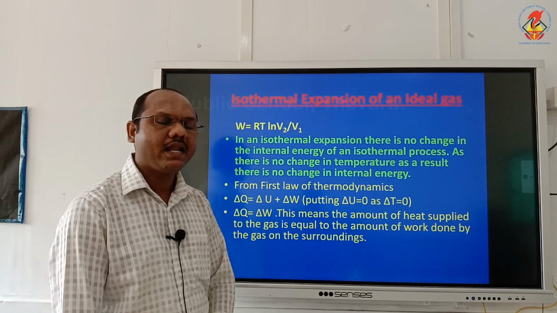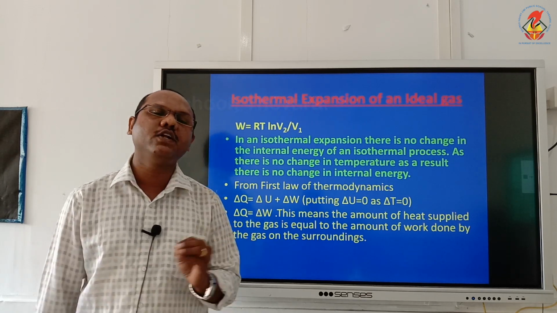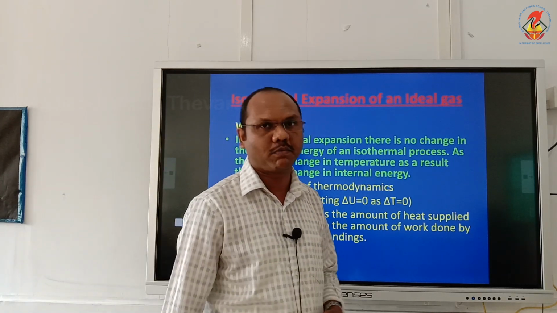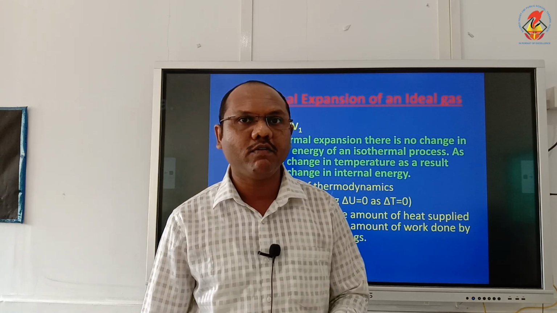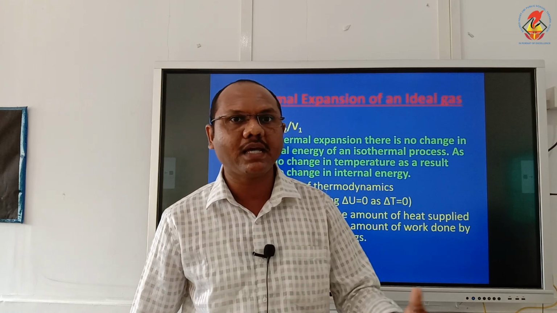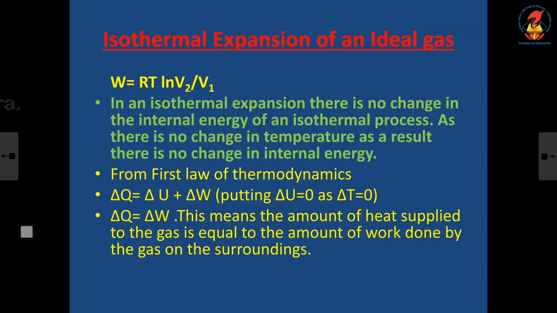Now, how can I apply first law of thermodynamics to an isothermal process? Delta Q is equal to delta U plus delta W. For an isothermal process, temperature remains constant, which means internal energy is constant. So, change in internal energy will be 0. Delta U is equal to 0. So, I can write delta Q is equal to delta W.